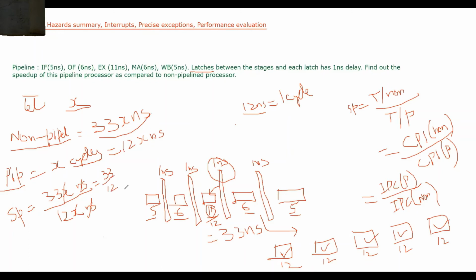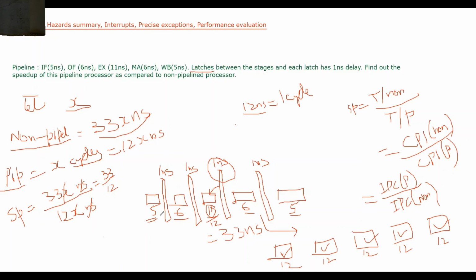Fine. So what we have learned from this problem is that whenever we have a non-pipelined processor, we don't consider the in-between latches. We remove those latches. And when we have a pipelined processor, we first make that pipelined processor a uniform pipeline. Uniform pipeline means every stage will take the same time, and the time that they take will be the maximum time taken by any stage plus the latch. So the maximum time is 11 plus the latch is 12. So 12 becomes the max.